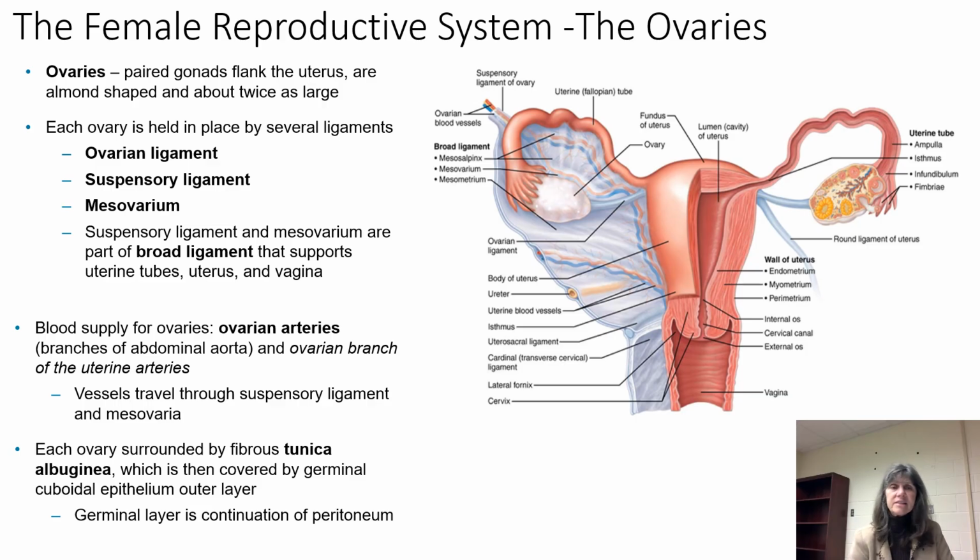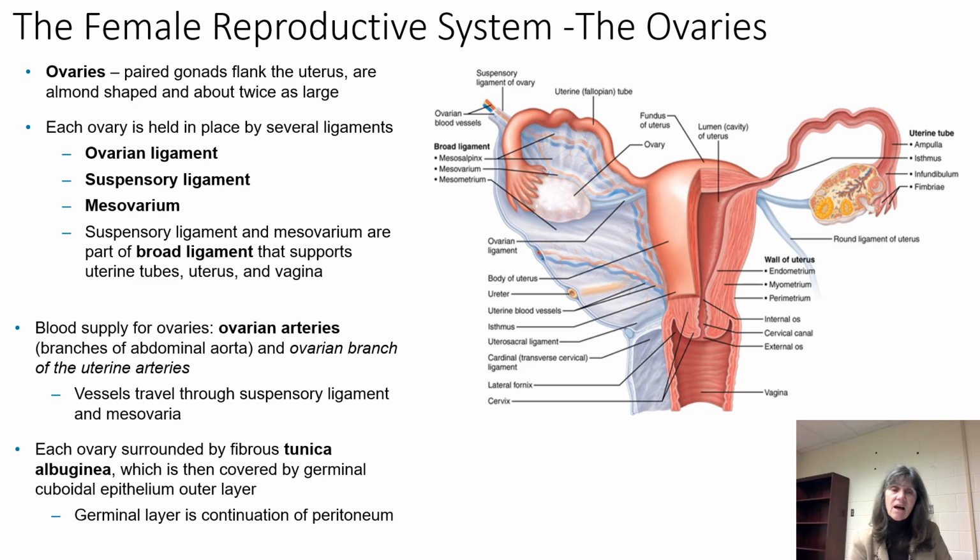There's an ovarian ligament, a suspensory ligament, and the mesovarium. The suspensory ligament and mesovarium are part of a broad ligament that supports the uterine tubes, the uterus, and the vagina. The blood supply for the ovaries comes by way of ovarian arteries, which branch off of the abdominal aorta, and there is also an ovarian branch of uterine arteries. Those vessels travel through the suspensory ligament as well as through the mesovaria, which is that flat connective tissue.